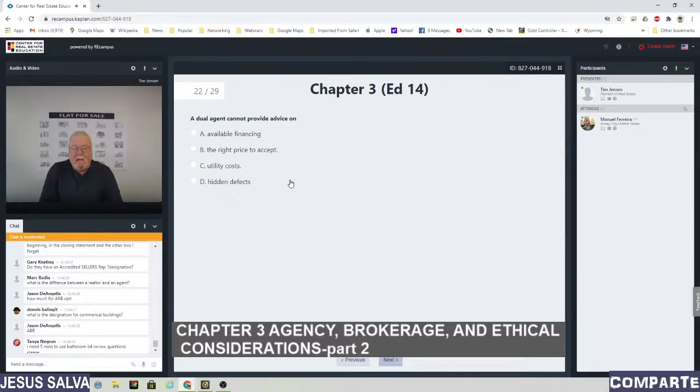52% of us got it correct. It is B for boy, 1 to 4 family dwellings. As I said, remember, it doesn't apply to commercial real estate transactions. Therefore, A and D can't be possible. And it only applies to residential buildings, 1 to 4 units. So C can't be possible. B for boy was the only answer.